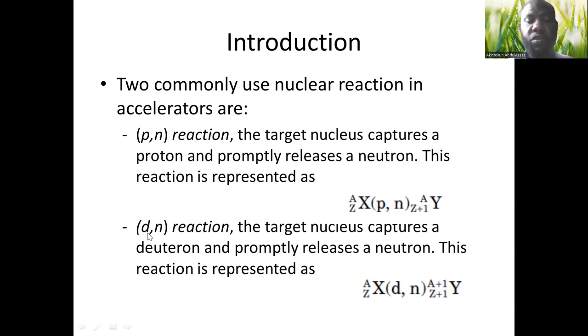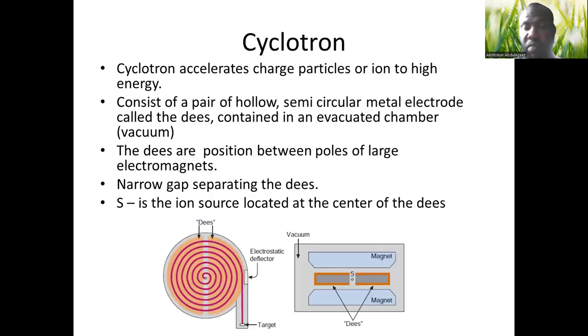Deuterium is also used. We normally accelerate deuterium in the cyclotron too. It bombards the target nucleus, which releases a neutron, and this reaction is represented by this. So in this case, both the mass number and the atomic number change. These are the reactions that we use in a cyclotron to produce isotopes.